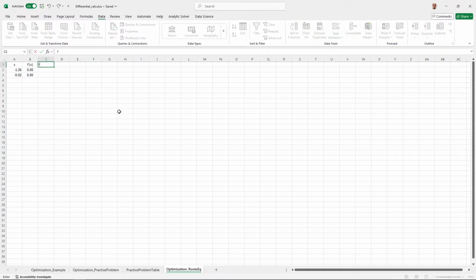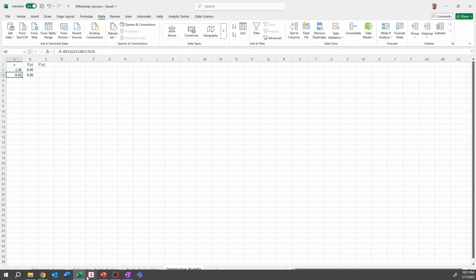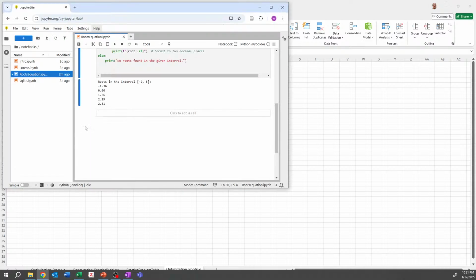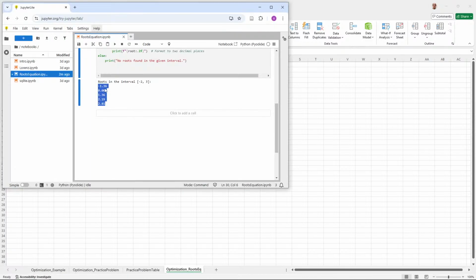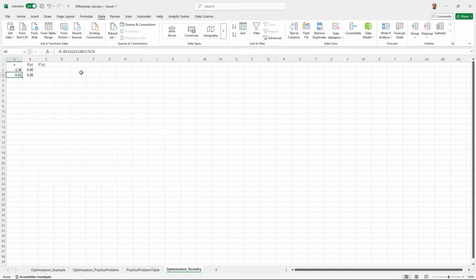I'm evaluating for my f prime of x, but let me put the values that we got here. So what did we get from Python? Let me just put this value here. Control C, you put them here, control V. I'll get rid of this guy. See, even this guy in Excel was not very accurate. That should be 0. It got something close to 0, but not very accurate.